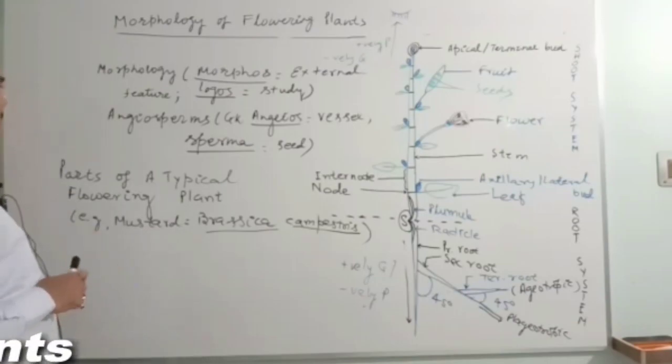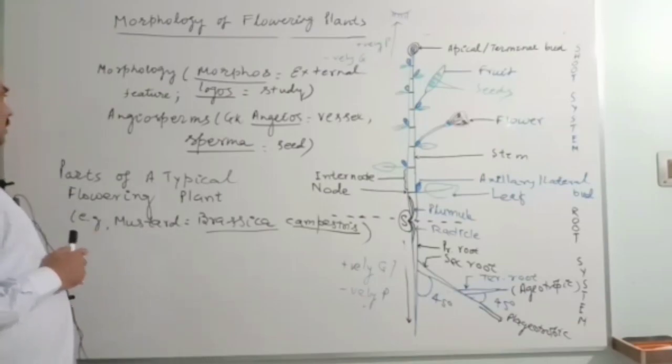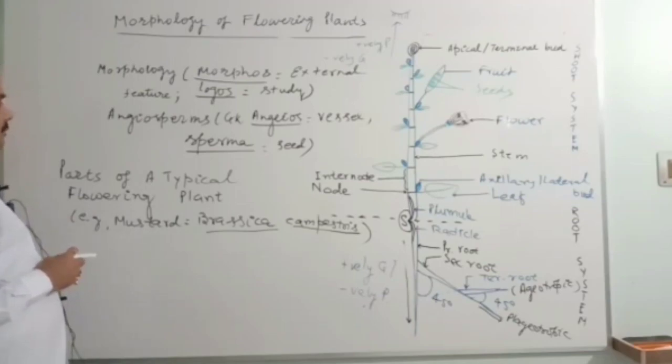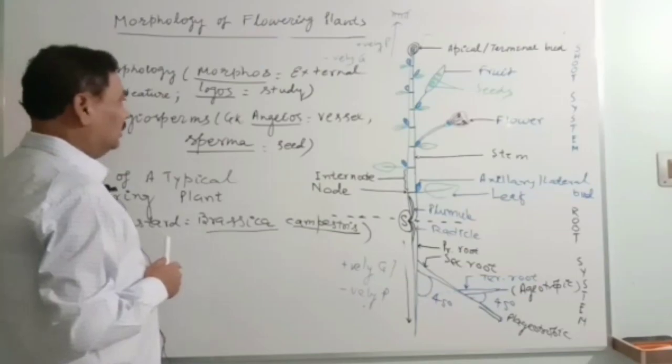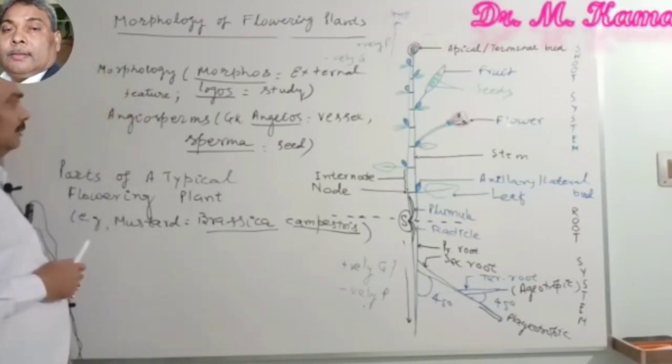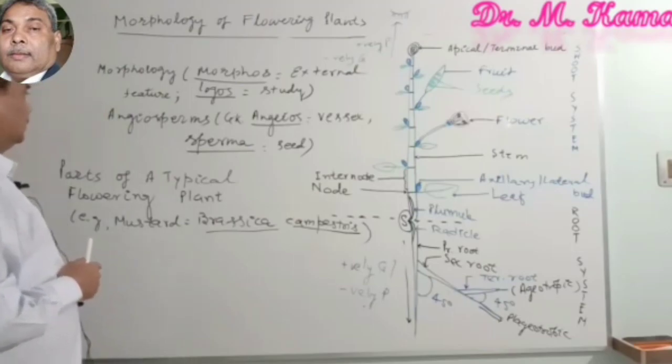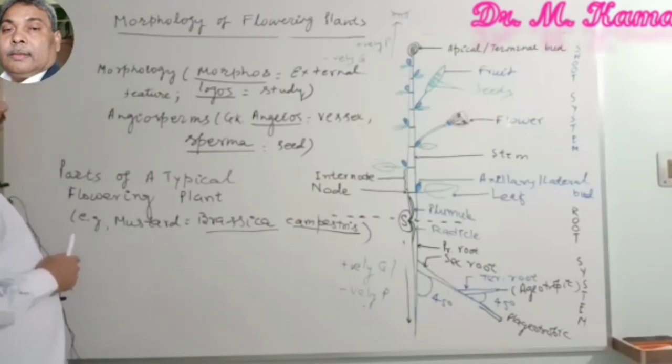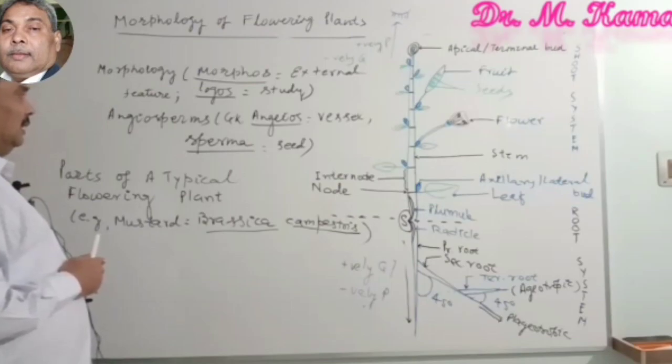Flowering plants belong to the group known as angiosperms. The term angiosperms has been derived from two Greek words, angios means vessel and sperma means seed. Thus, angiosperms include enclosed seeded plants.